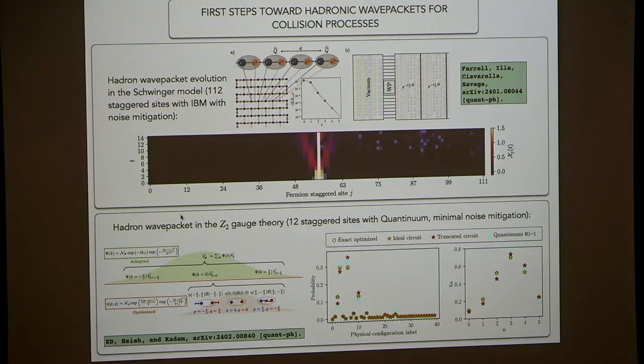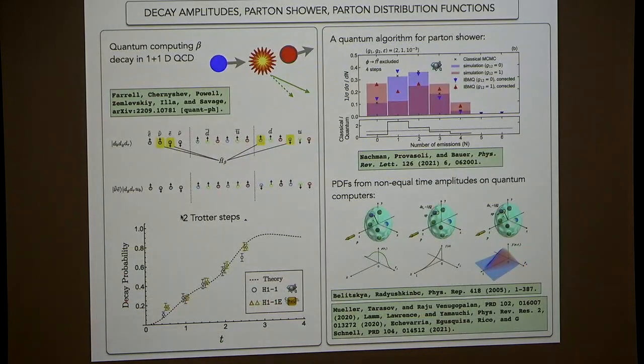This is an example in 112 qubits with the IBM, which came out a few months ago from the Seattle group. So you can see the state of the art. That's over there. This is another example with trapped ion systems to simulate the hadronic wave packets in a gauge theory. There are now prototype simulations of beta decay in one-dimensional QCD. So that's another example over here.